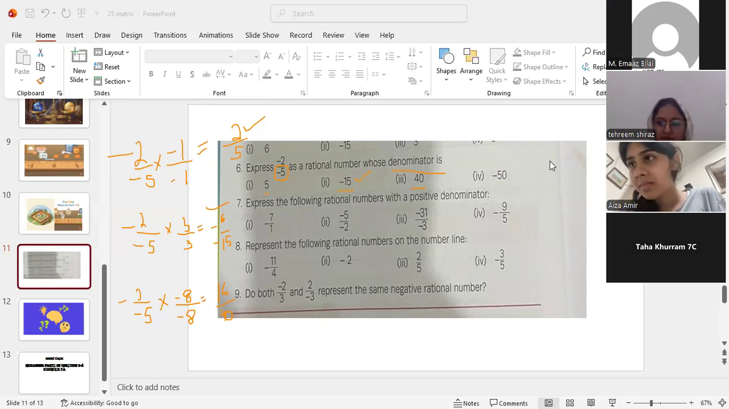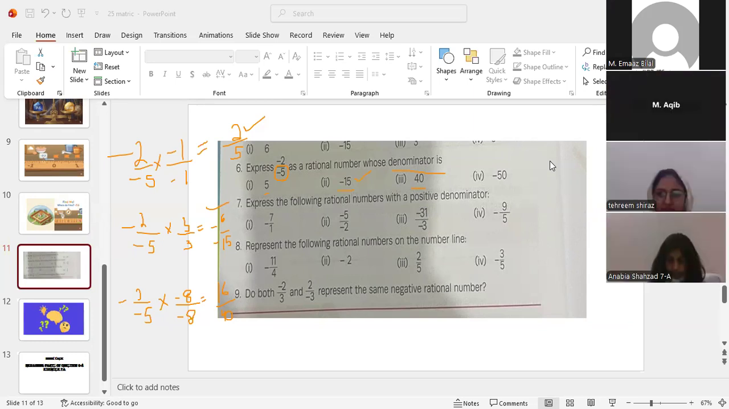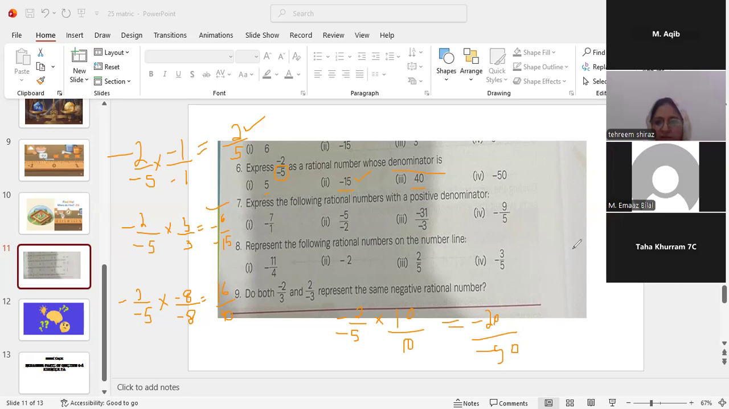Imaz. Ma'am, can I tell the answer of question 4? Yes, you can. For this, we will write minus 2 by minus 5. Then we will multiply it by minus 10 by minus 10. Why not minus 10? Because it will turn into positive, and they are saying to make the denominator negative. Negative, yes. So the answer will be minus 20 by minus 50. Okay, this was the question number 6.